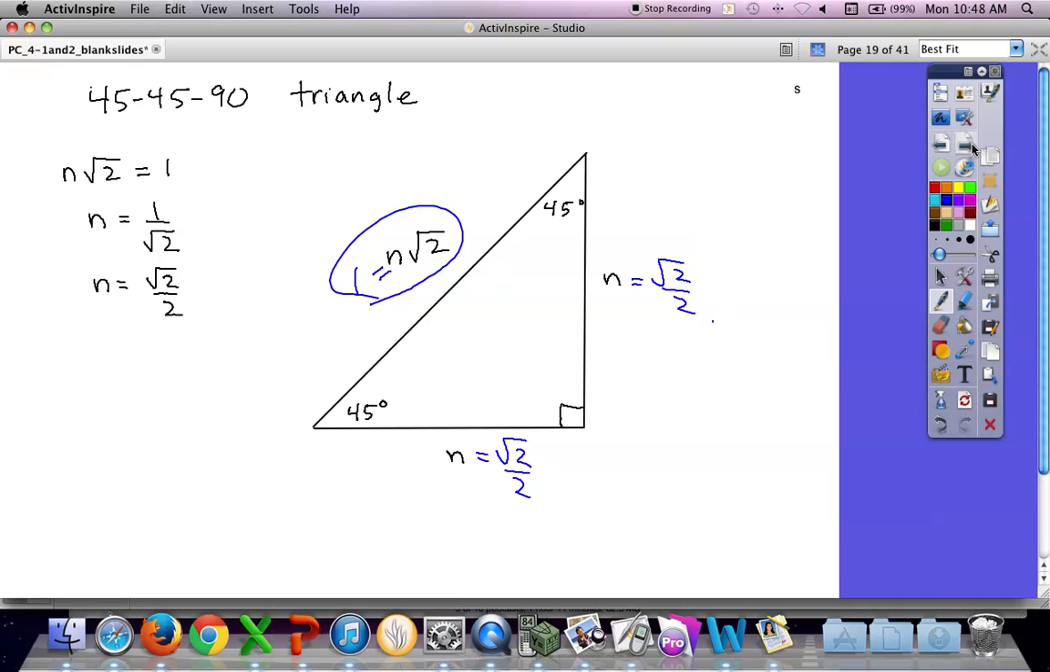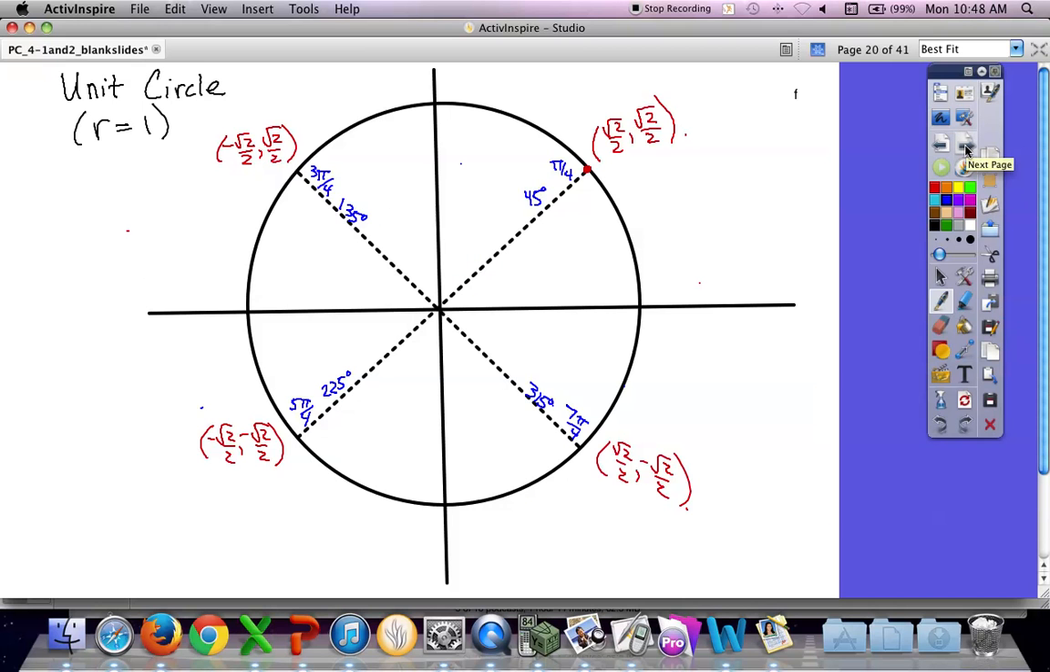So if you look at the unit circle, the 45, 45, 90-degree triangle is right there, 45, 45. And we showed on the last slide, if the radius is 1, that means this length is the square root of 2 over 2, which is the x-coordinate. That makes this length square root of 2 over 2. That's the y-coordinate. That's where those coordinates come from.